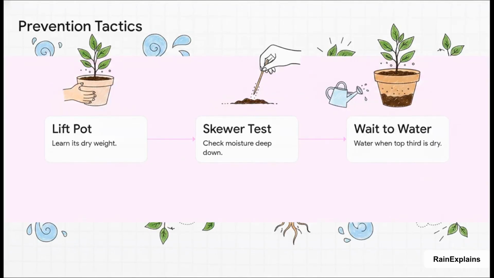Finally, we need to get off the calendar watering roller coaster. Plants don't drink on a weekly schedule. Use these physical checks instead. Lift your pots regularly to learn what they actually feel like when they are truly dry and light. Plunge a wooden bamboo skewer deep into the soil to check for hidden moisture at the core, like checking a cake in the oven. And as a general rule, just wait to water until at least the top third of the soil is totally dry.